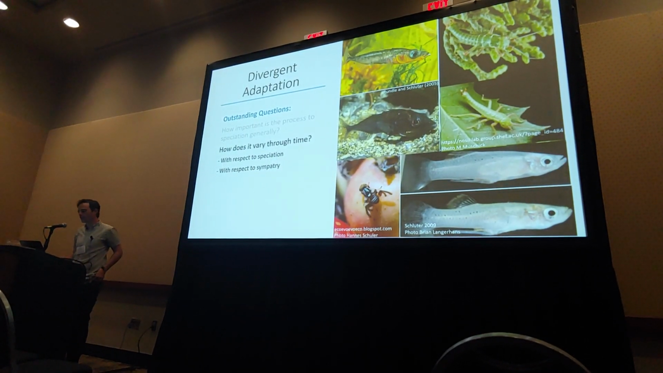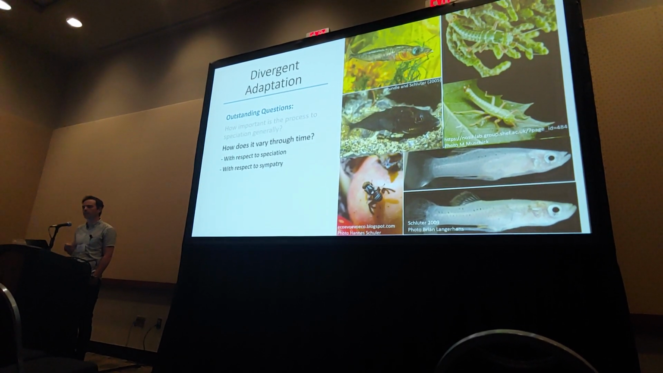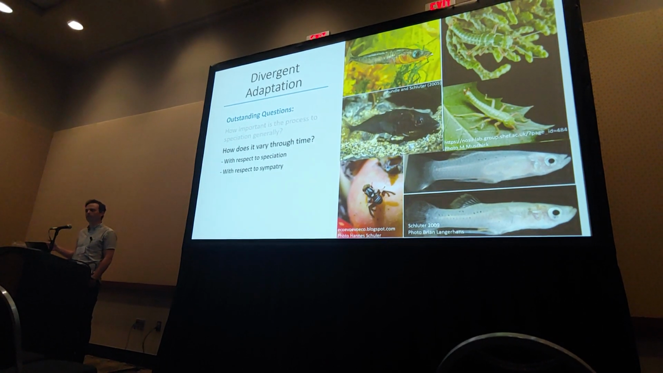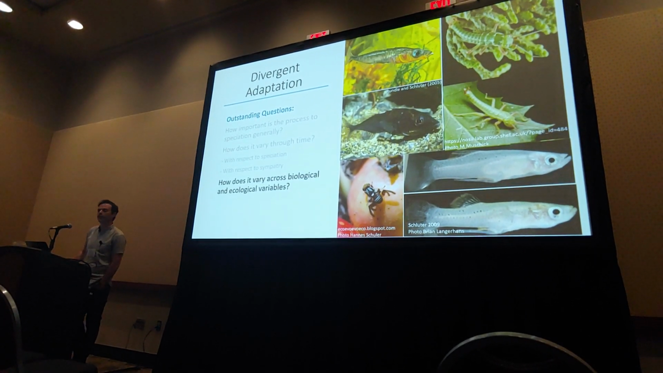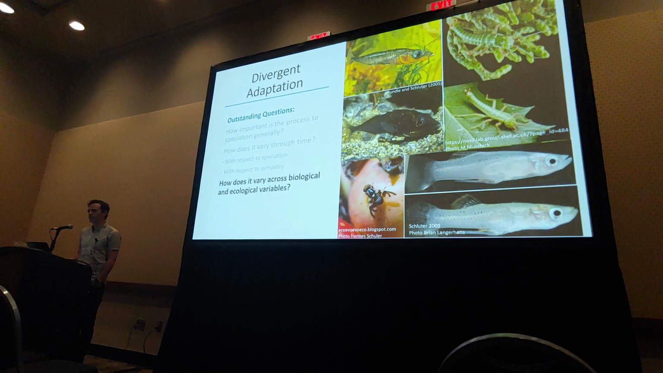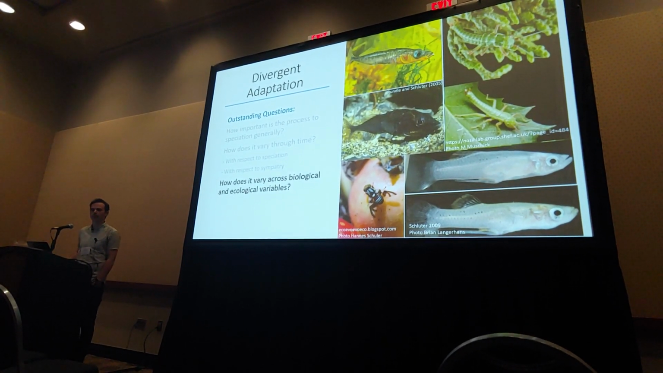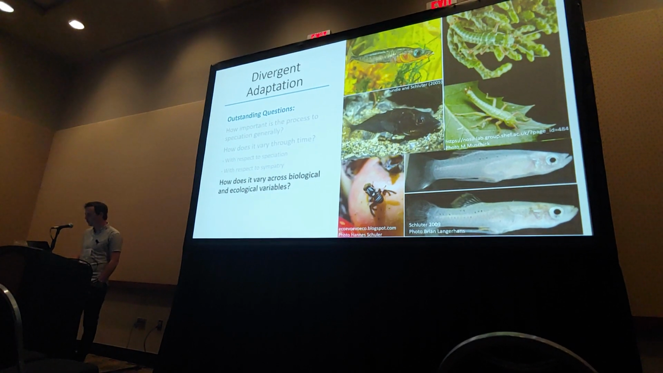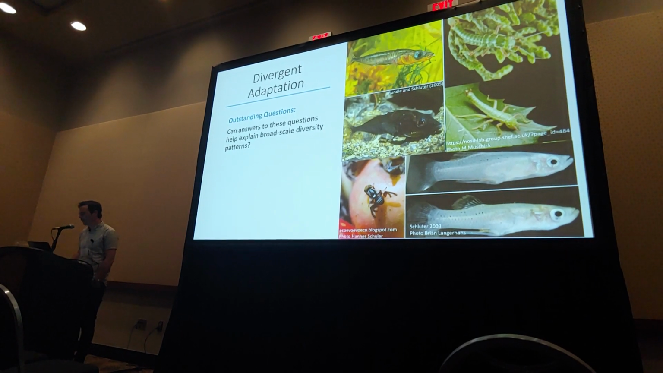Some other outstanding questions are, how does the process vary through time, especially with respect to speciation? Does ecological divergence occur at the beginning of the speciation process, and does it drive it? Or does it occur only later, after a period of time in isolation, when perhaps one or both populations colonize new adaptive zones? And finally, how does it vary across biological and ecological variables? So are some species more likely to undergo this process, perhaps because of some chromosome arrangement or some structure like a pharyngeal jaw? And are some environments more likely to induce this in the taxa that live there, like forests versus high desert or something like that? And ultimately, the answers to these questions help us explain broad-scale diversity patterns.